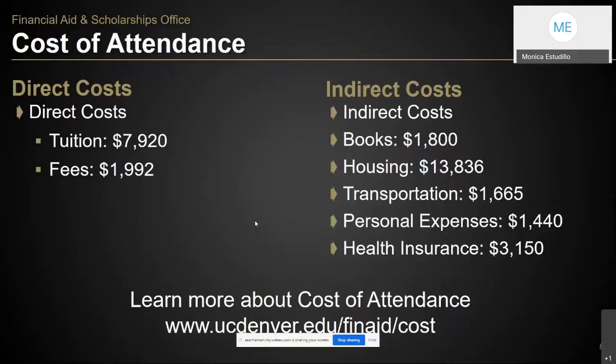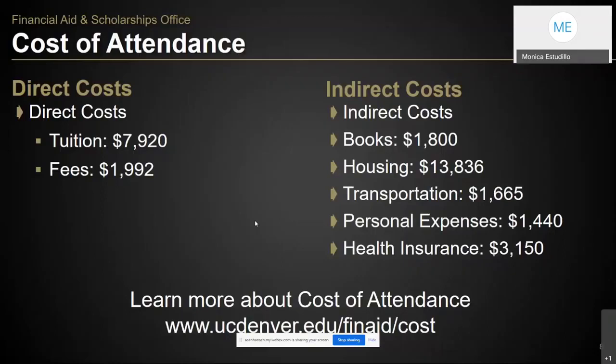And so cost of attendance does sound like, oh, this is how much I have to pay for school. But really what it is, it's just your financial aid budget. So we cannot offer students financial aid more than what their budget is. And so the cost of attendance is made up of two different kinds of costs.